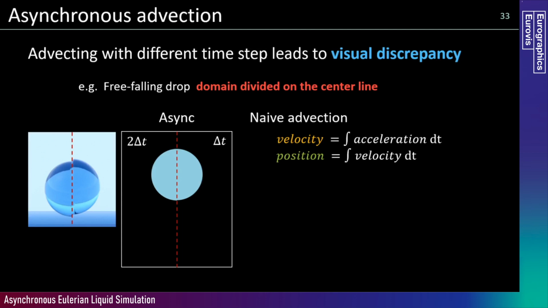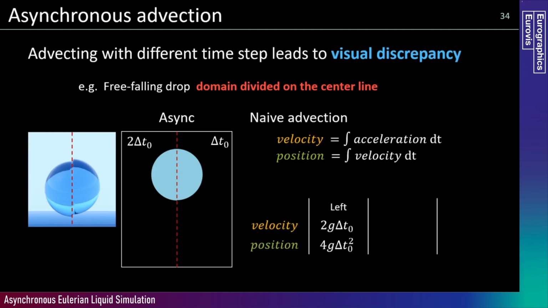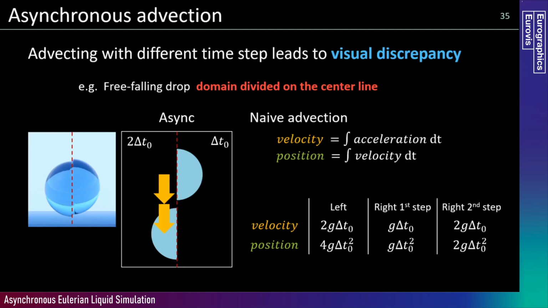And the position shift of the liquid is computed as the time-integrated value of velocity. So the velocity on the left side is 2g delta t0 and the position is calculated by multiplying this with the time step. So it moves like this animation. On the other hand, velocity on the right side changes from g delta t to 2g delta t0. So the total amount of shift will be the sum of them and moves as the figure illustrates. As a result, visual discrepancy appears in the boundary of domains.